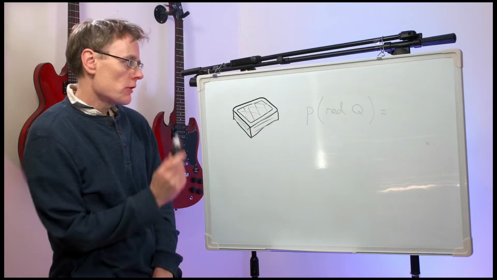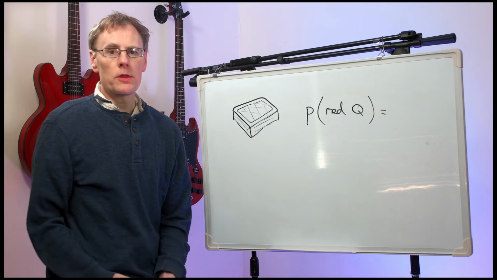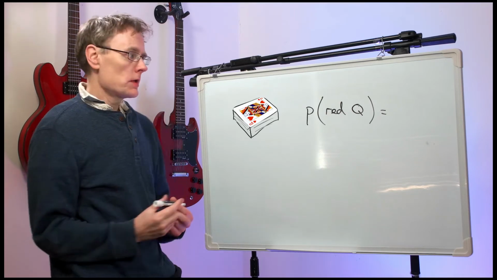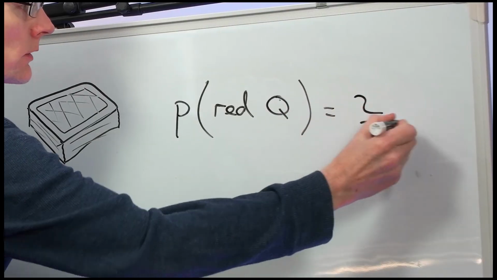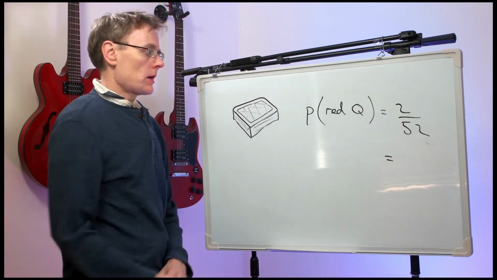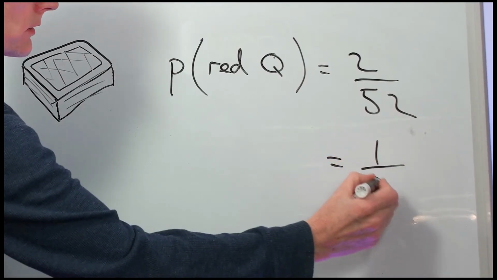What's the chance of picking a red queen? So that could be the Queen of Hearts or the Queen of Diamonds. There are 2 red queens. 2 chances out of 52. That reduces down to 1/26.